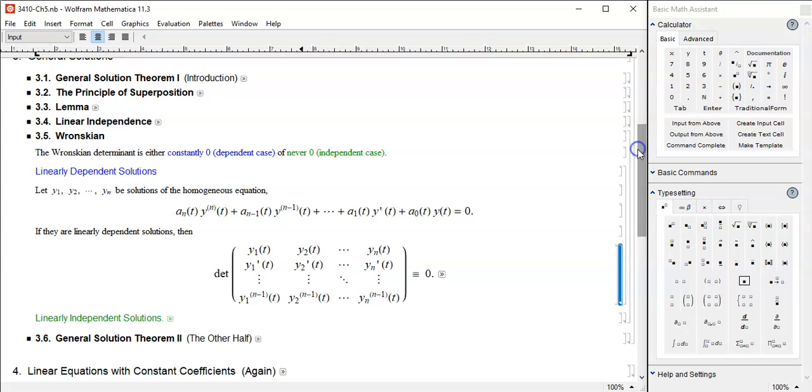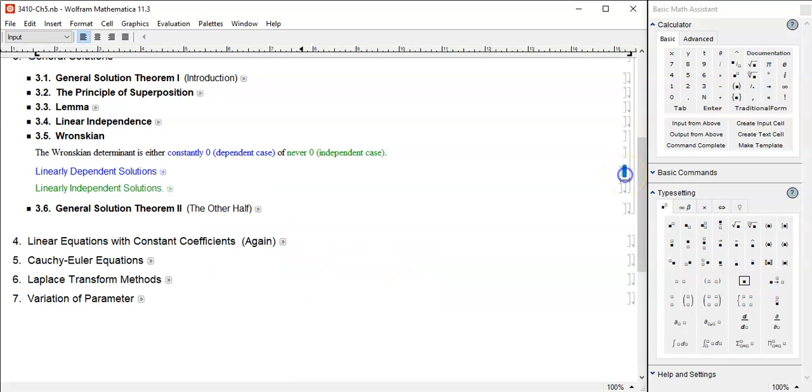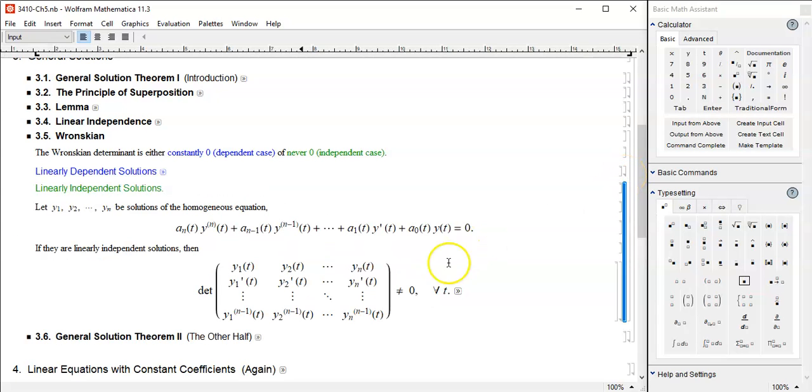Now let's go to the other. How about the linearly independent case? For dependent, the Wronskian determinant was constantly 0. For independent, no, but it's a bit surprising because it says not equal to 0, and not only that, for every t. What does that mean? The Wronskian determinant is either constantly 0, which we proved, or never 0, which we will prove, which is a bit harder.